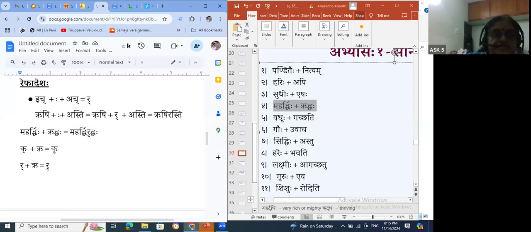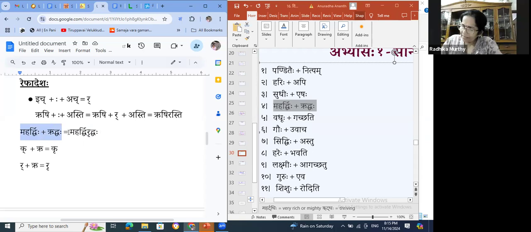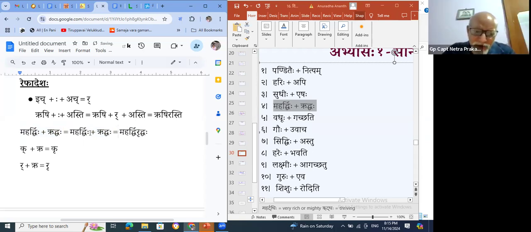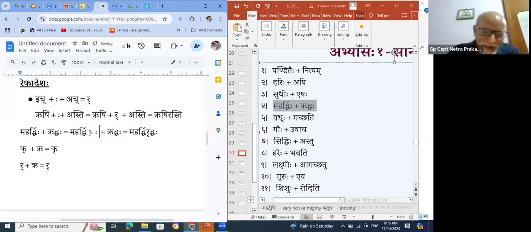See, K plus R is Kr, correct? There is one R at the bottom. Mahardhir Riddha. Yes, pronunciation wise it is okay. This is right. Pronunciation is correct. Writing is the thing here. Writing is like this.